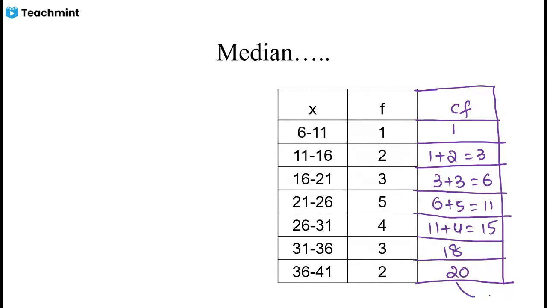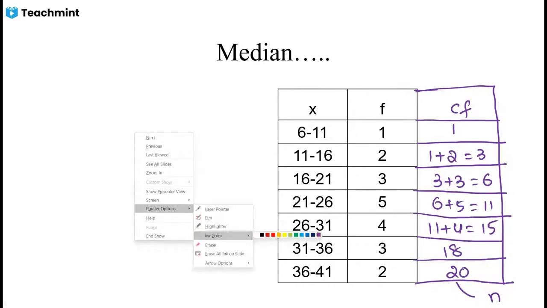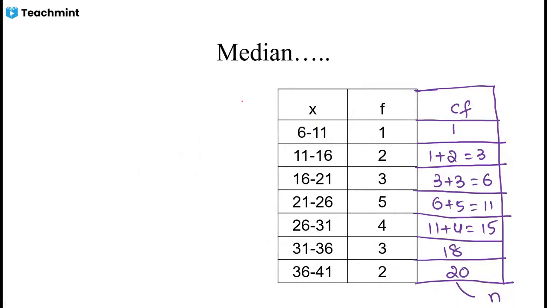This last value is nothing but n. We're adding all this, right? So yes, you can write CF directly. No need of all this stuff. I am giving you that explanation, but directly you can write 1, 1 plus 2, 3, 3 plus 3, 6, 6 plus 5, 11, 11 plus 4, 15, 15 plus 3, 18, 18 plus 2 is 20. Yes, you can write it directly, or you can do this for your information. But the last value will give you n, my dear friends.